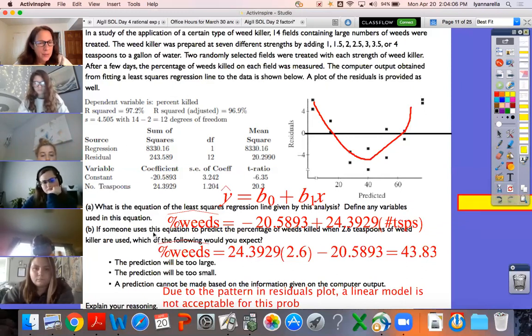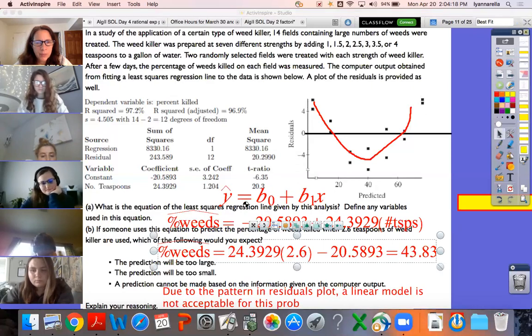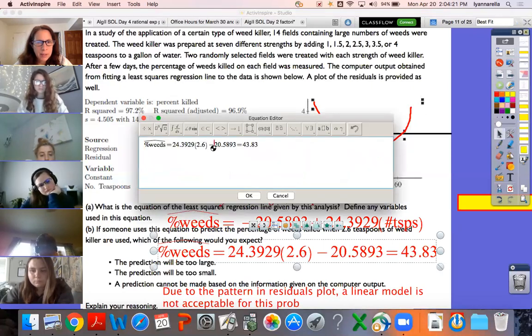So then it says if someone uses this equation to predict what percent of the weeds will be killed at 2.6, you would just put the 2.6 right in for the number of teaspoons in that equation. Oh, I flipped it around for some reason. Let me flip it back. It's the same answer, but for some reason I don't like that at all.